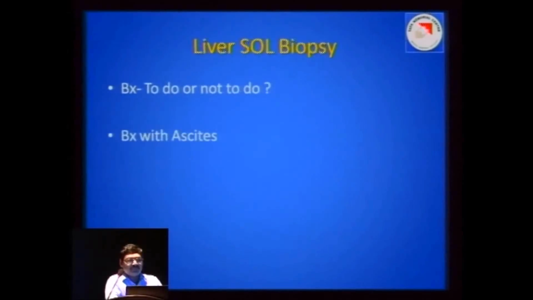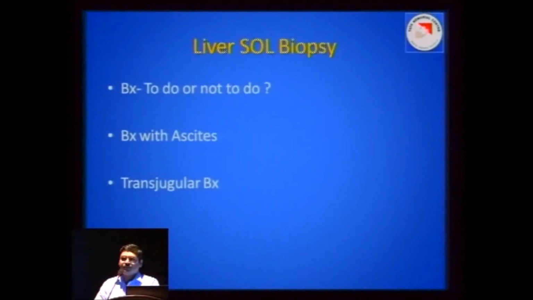So has anybody come across situations like biopsies in patients with ascites or deranged coagulation, and has come across any complication of biopsy? Whosoever is doing biopsies must have come across some complication. So we'll see how in patients with ascites we need to do the biopsies.